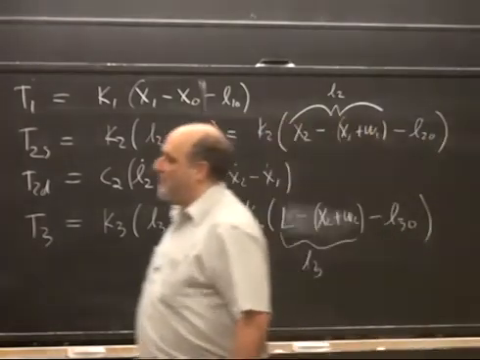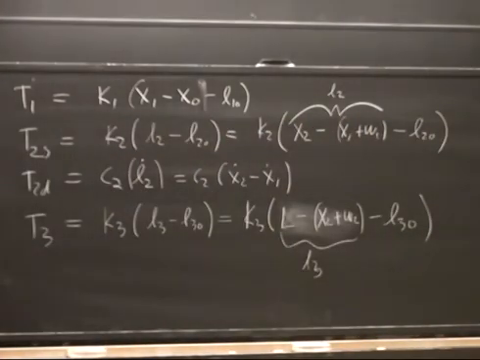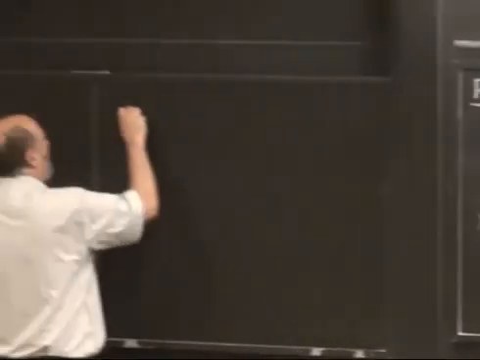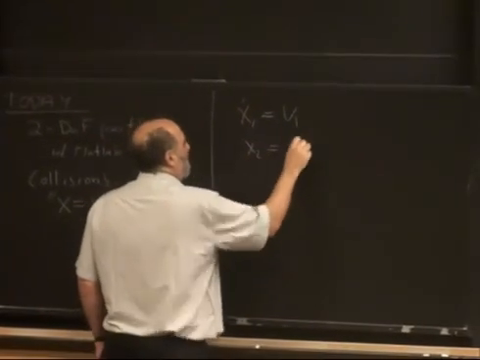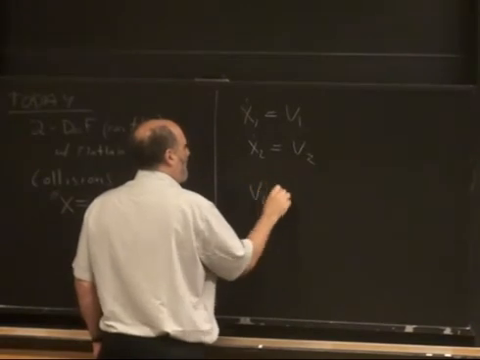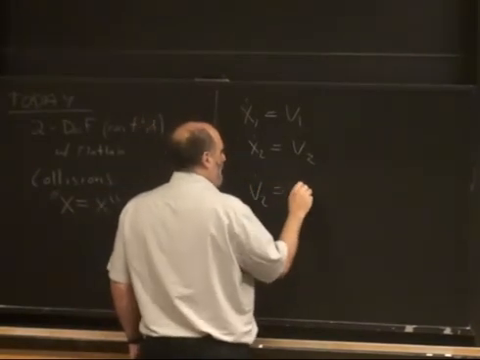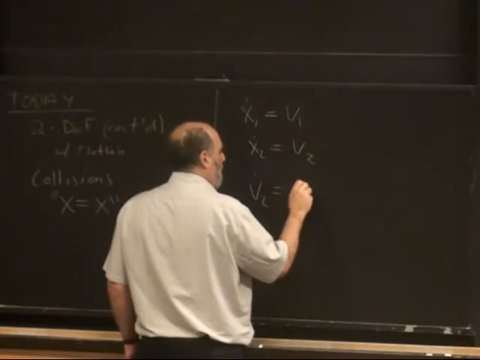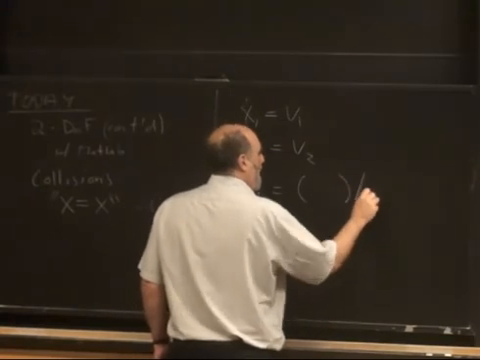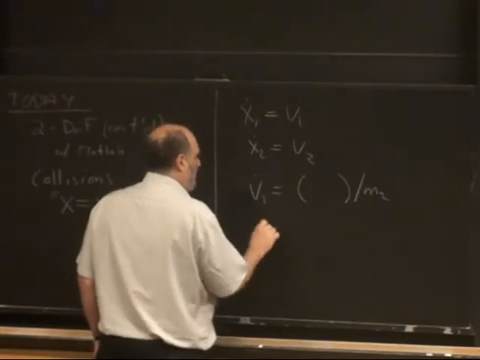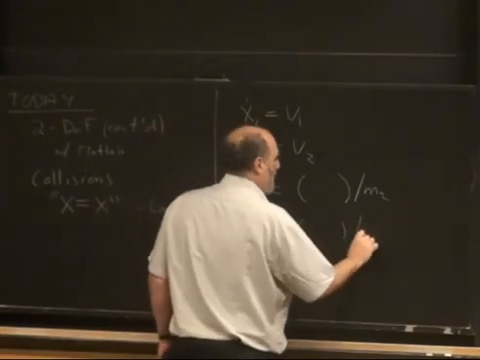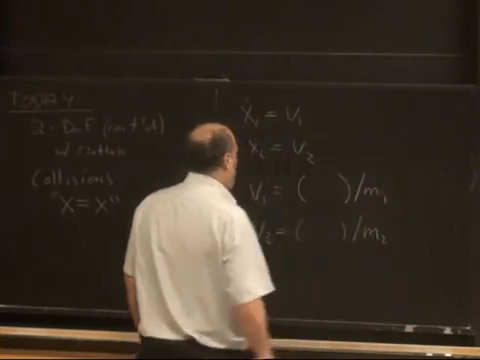Okay, now what we're going to do with these is try to put them into MATLAB. So how we're going to put them into MATLAB is we're going to say x1 dot is equal to v1, x2 dot is equal to v2, v1 dot is equal to the sum of forces on v1, which is some big expression divided by m1, and v2 dot is some big expression divided by m2. 1 and 2. I had the 1 and 2 backwards.